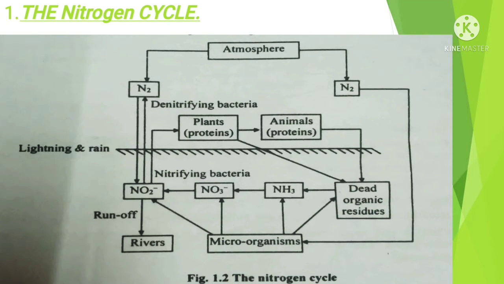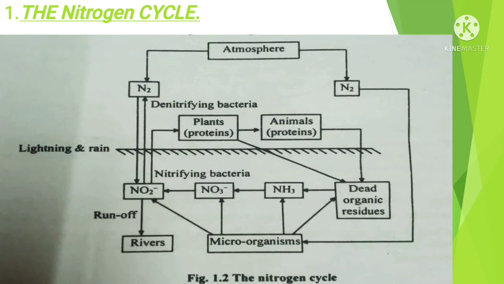Let's see a flowchart regarding the nitrogen cycle. So see, atmospheric nitrogen, on both sides nitrogen is there, N2. On the first side you can see N2 is converted to NO2 minus. How? Because of lightning and rain. That NO2 minus goes to the river. Okay, runoff of that NO2 minus takes it to the river.